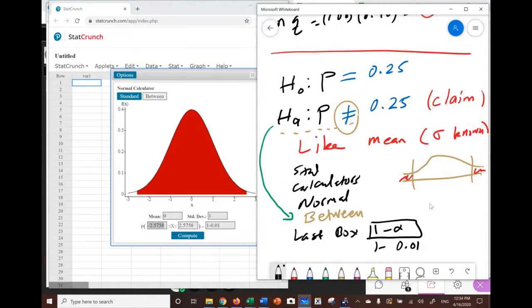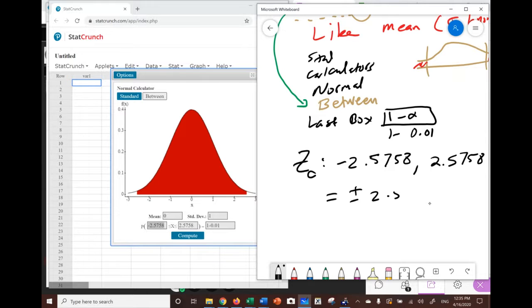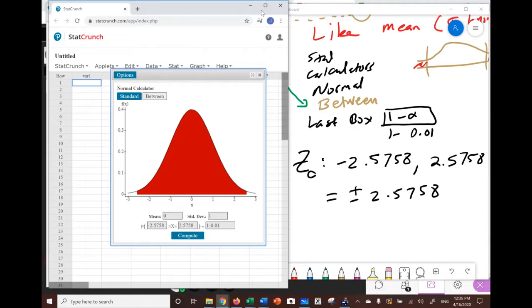So there are two z criticals. I can write them like this, negative 2.5758, comma, 2.5758, or I can write them like this, plus or minus 2.5758. Let's see what they want us to do in the problem.